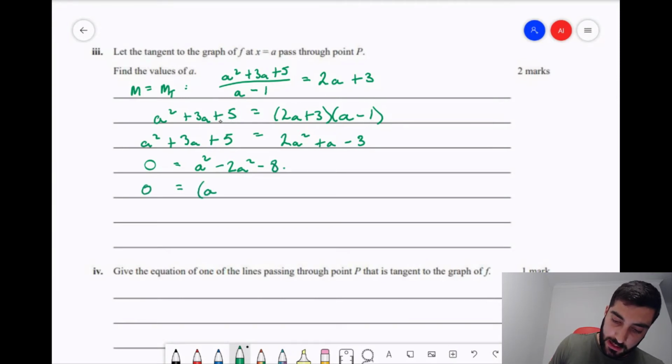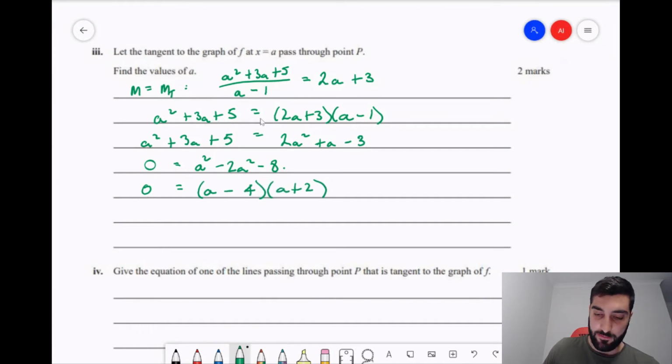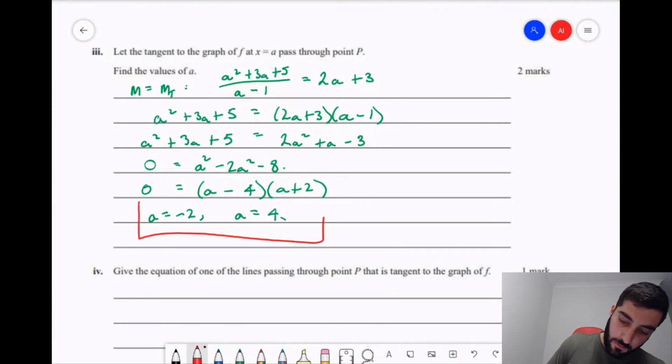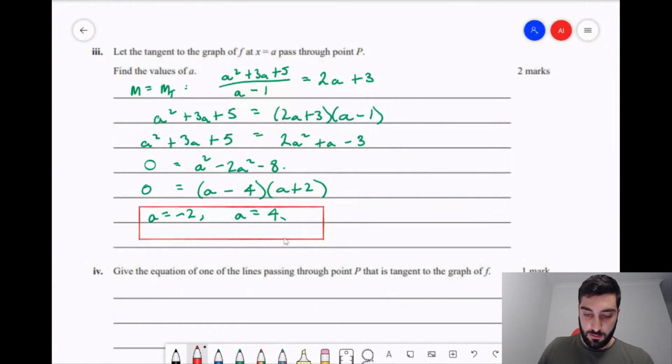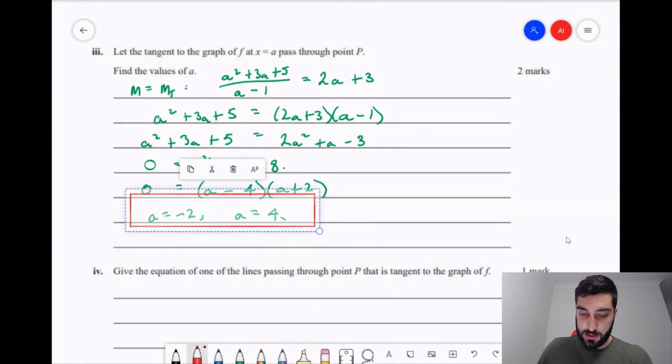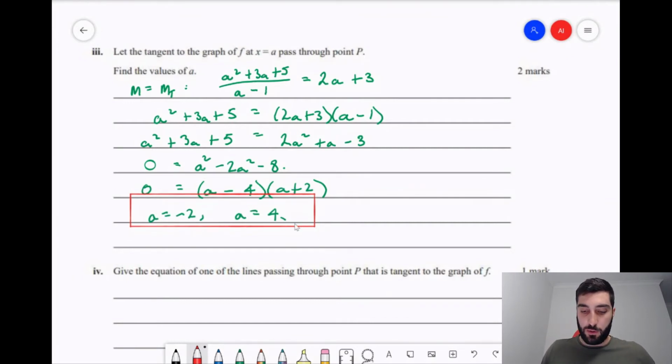This one is (a minus 4)(a plus 2). So just looking for the different factors of minus 8, so minus 4 and 2, or 4 and 2 are the most obvious, or 8 and 1, but we need to add up to minus 2, so it's minus 4 and positive 2 in the brackets, which makes our answers a equal to minus 2, or a equal to positive 4 as the 2 solutions. Part I, there we go. Cool. So we've found the values of a. There's two of them.